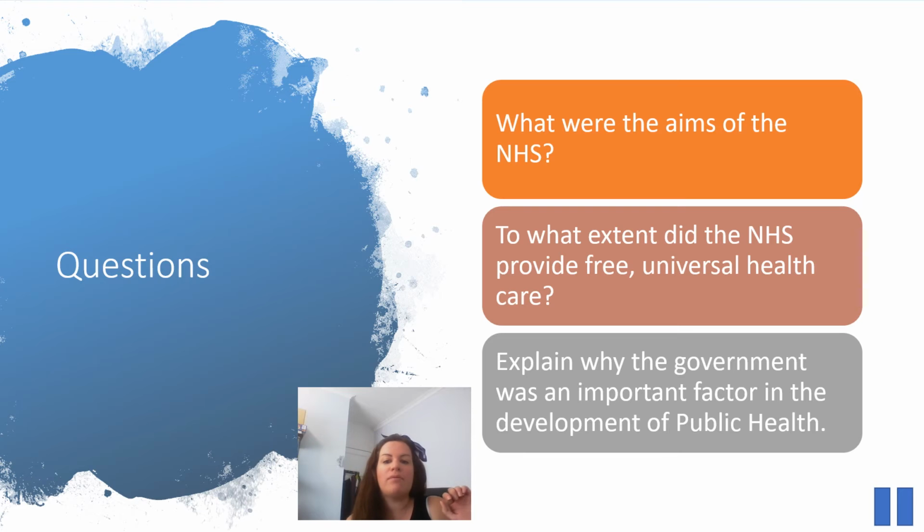So what were the aims of the NHS? To what extent did the NHS provide free universal healthcare? So how far was it free? Did you have to pay for anything? And can you explain why the government was an important factor in the development of public health? And that can be throughout time, or you can just focus on the last sort of time from the Liberal reforms to the NHS. So have a go, pause and have a go at those questions for me.